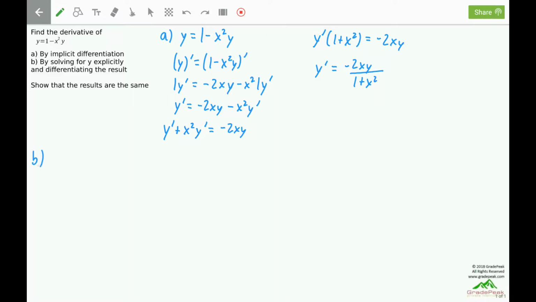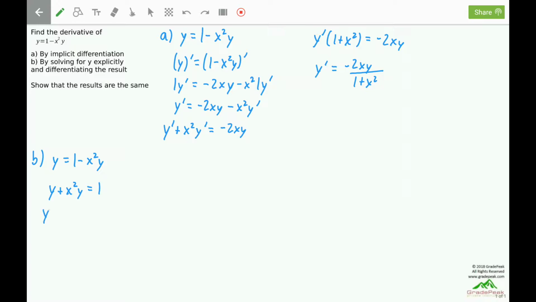For part B, we want to solve for y explicitly. This isn't always possible, but if it is possible, it's an optional way to find the derivative. We want to isolate the y terms here by bringing them all on one side. Let's move this to the other side by adding it over. We have y plus x squared y equals the 1.